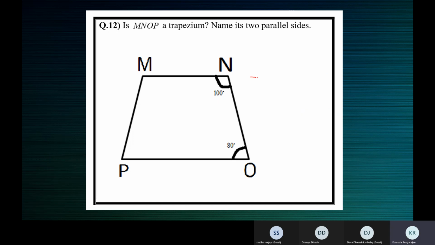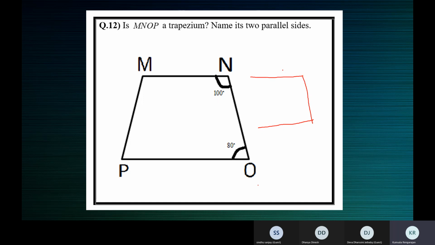So this is MN, this is MN. This is the transversal NO. And this is the other side PO. So these are two lines. They're not parallel now. These are two lines intersected by a transversal. You should look at them.